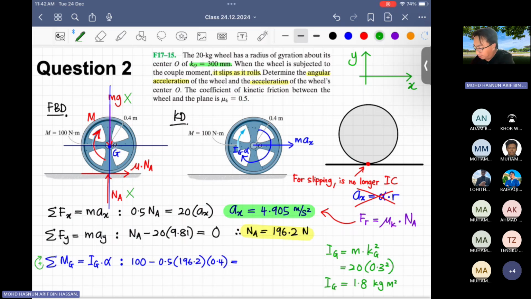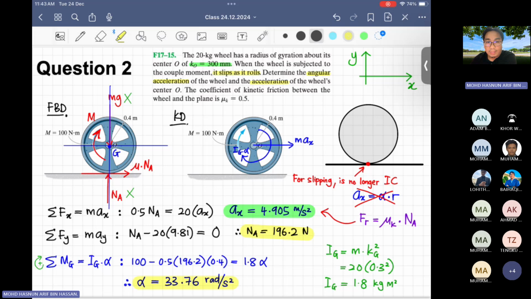That is the value you put in here, 1.8 alpha. Therefore we can get the value of alpha from 100 minus 0.5 times 196.2 times 0.4, and then divide by 1.8. We will get alpha equal to 33.76 radian per second squared. That is the answer of this problem. So we have AX and also the value of alpha.